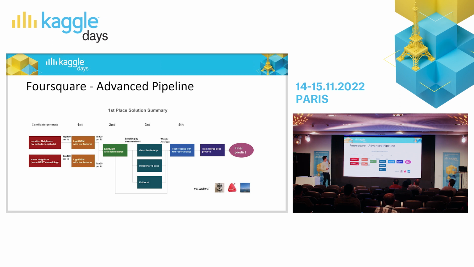I will then go through the solutions of the competition to show you that even though it seems simple, you may want to complicate things a bit. This is a bit specific to Kaggle, but this applies also in production, because in this context, we had limited inference time. And so what the first place did is first retrieve features using the position on the one end, and on the other end, they retrieve neighbors using better embeddings.